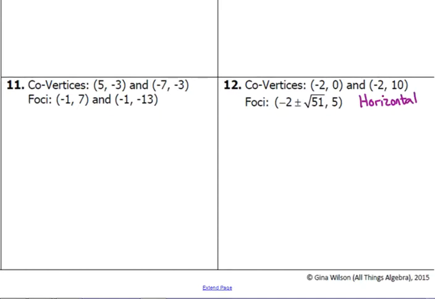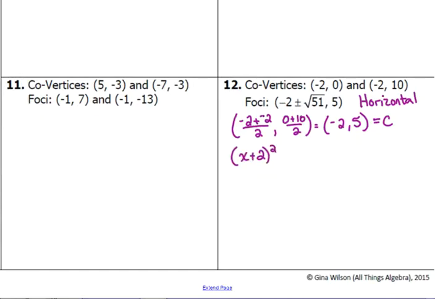So let's find our center. Add the x's, divide by 2. Add the y's, divide by 2. So our center is -2, 5. Our x comes first. So x plus 2 squared minus y minus 5 squared equals 1.